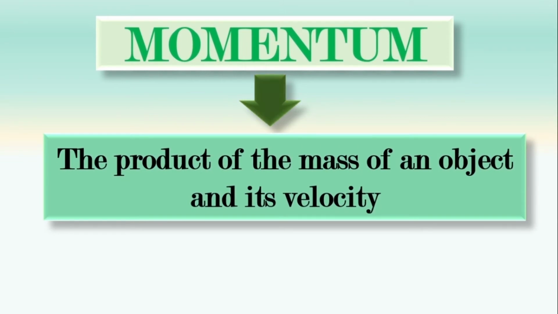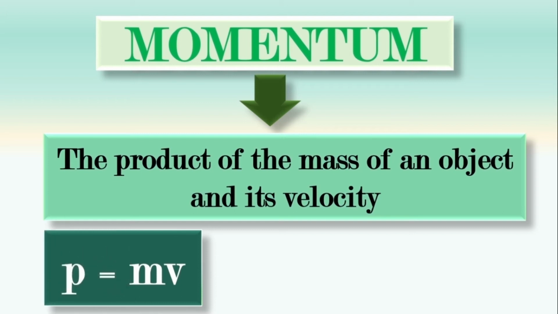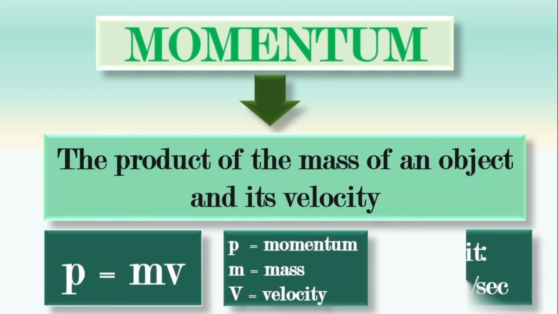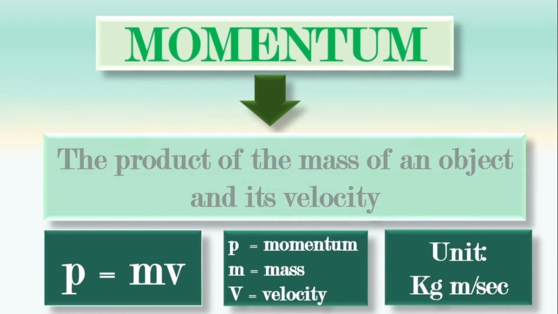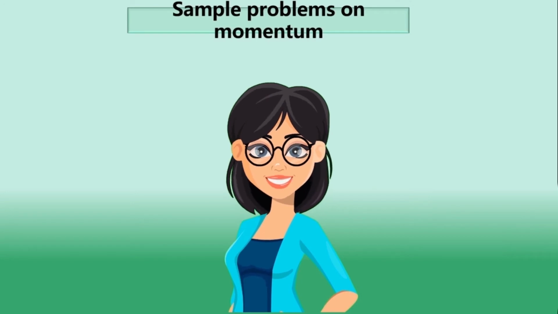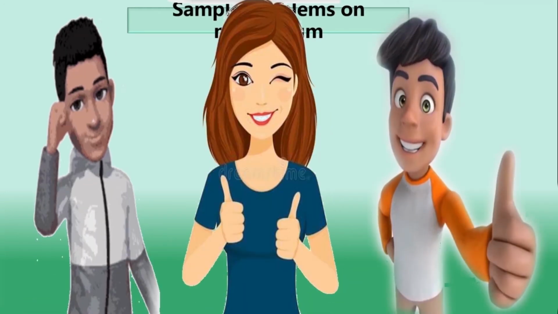You can calculate momentum by using the formula P = mv, where P is the momentum of an object, m is the mass, and v is the velocity. The unit of momentum is equal to the unit of the mass multiplied by the unit of velocity, or kilogram meter per second. Let us answer some problems on momentum. Are you ready, class? Yes.